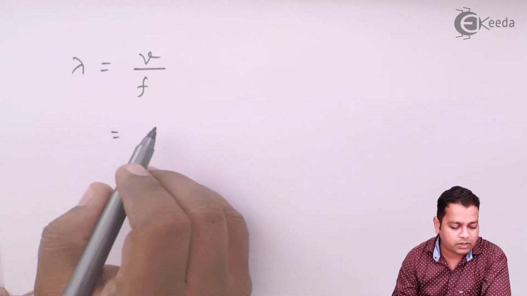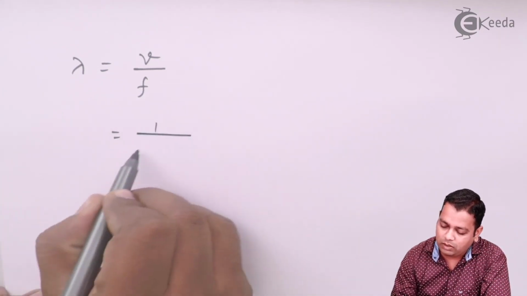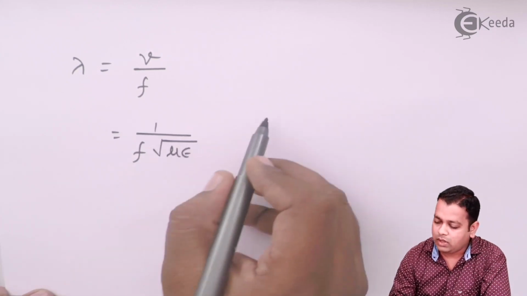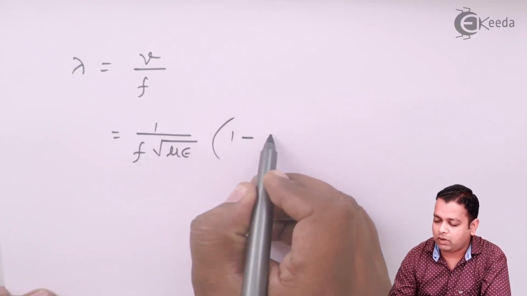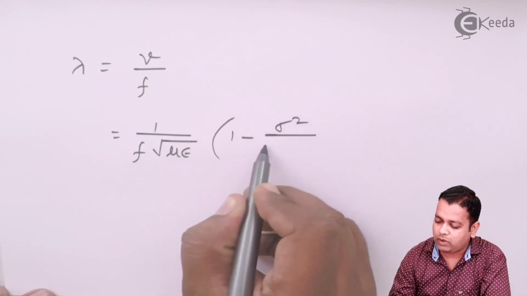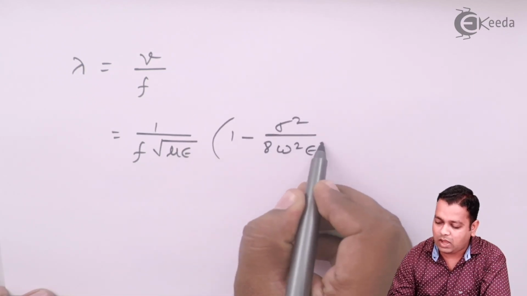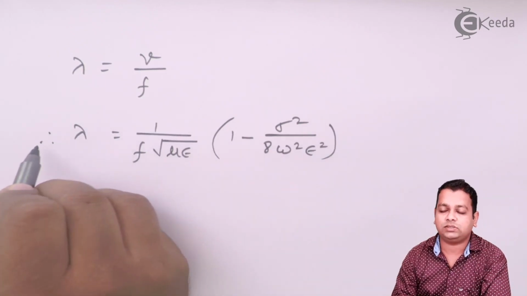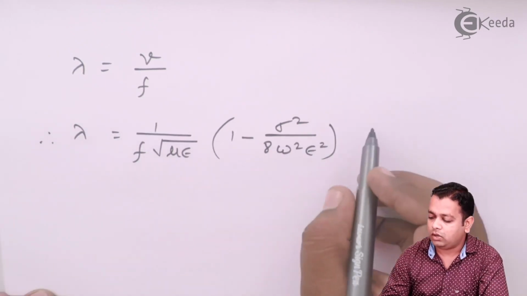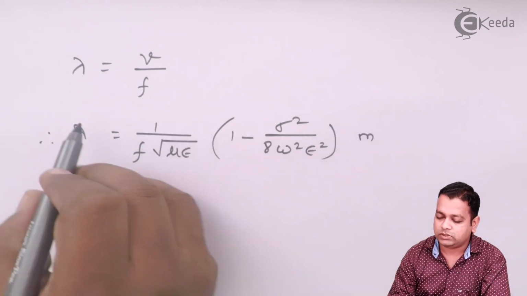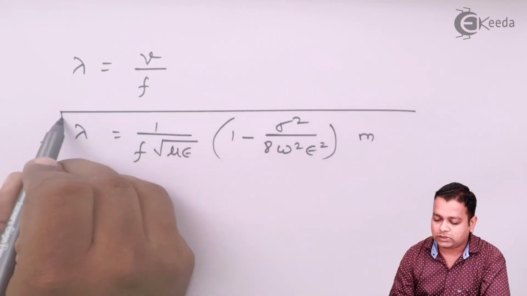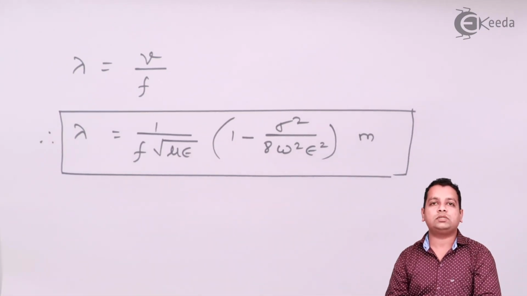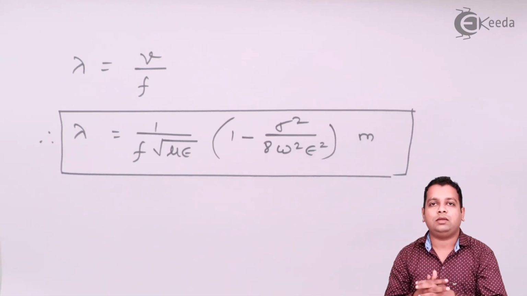Therefore, lambda will be given by 1 upon f into under root mu epsilon, and in the bracket again we have 1 minus sigma square divided by 8 times omega square epsilon square. As lambda is the measurement of distance, the distance covered in one wave cycle, it is measured in meters. So the last parameter I outline here. So here we are finished with the wave propagation in the good dielectric medium.